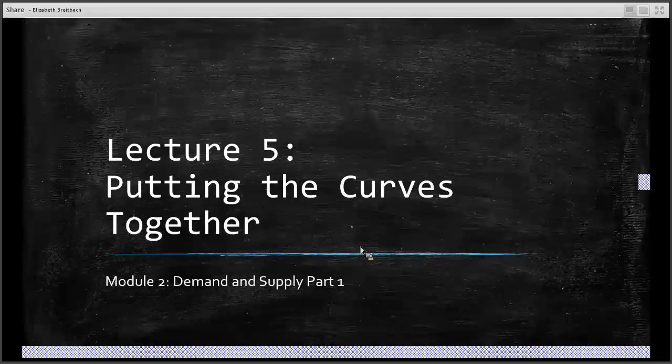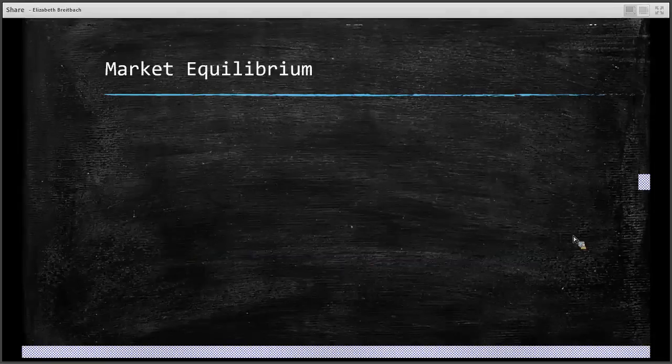But we're going to start to look at what happens when we graph these together. What happens when we bring the buyers and their demand curve in with the sellers and their supply curve? How is it that a market system can determine prices? And that's going to be told by what we call our market equilibrium.